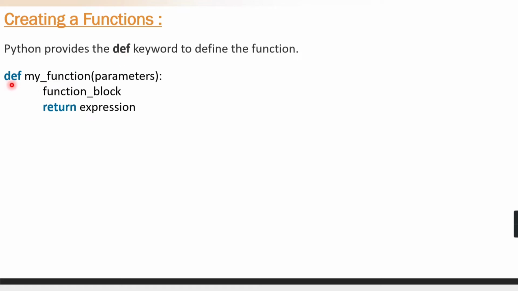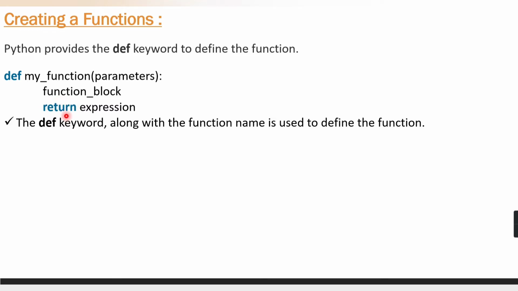We use the keyword def, then the name of the function, which you can provide of your choice. Then we can have parameters for this function. Some functions may require parameters, some may not, depending on the type of function you create. Then you have the block of statements for this function and then the return expression. If your function is returning something, you need to make use of the return keyword.